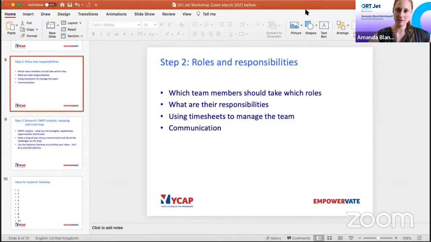Similar kind of timesheets. Okay, we've got another question in the chat. No, just thank you. Okay, anyone else have questions on roles and responsibilities?